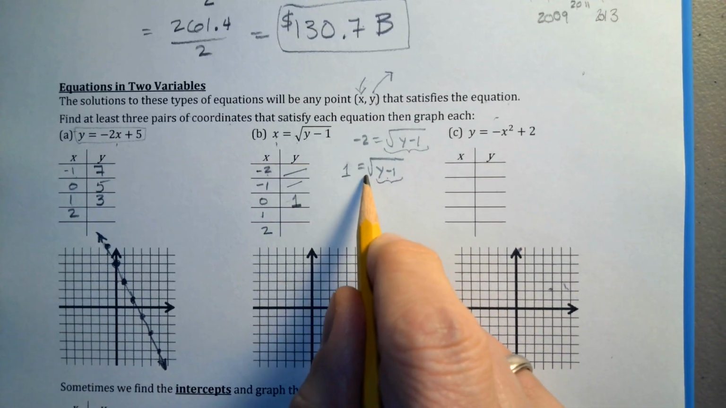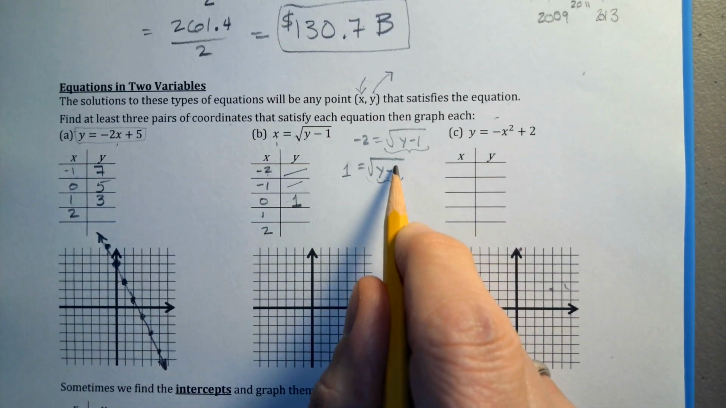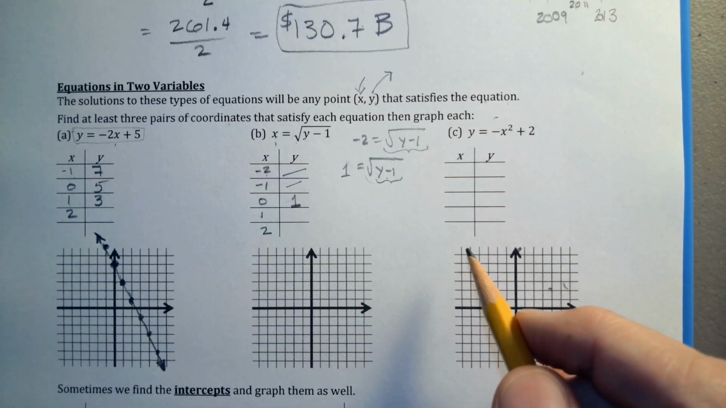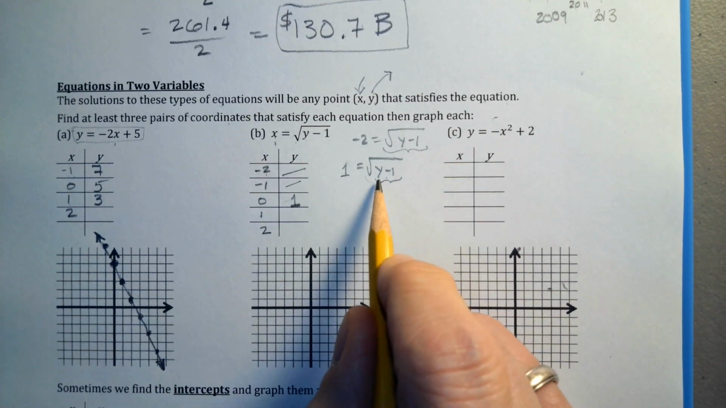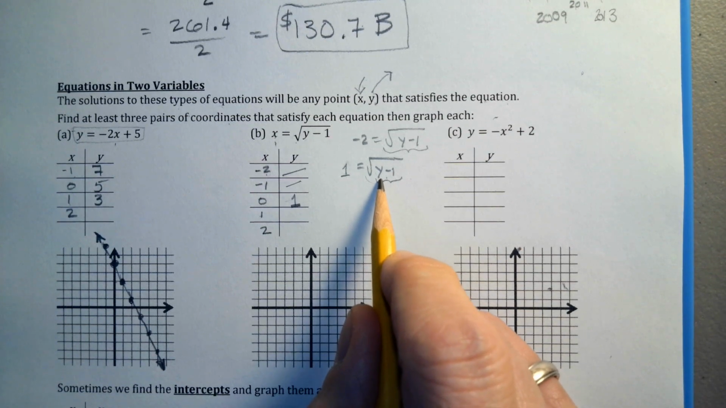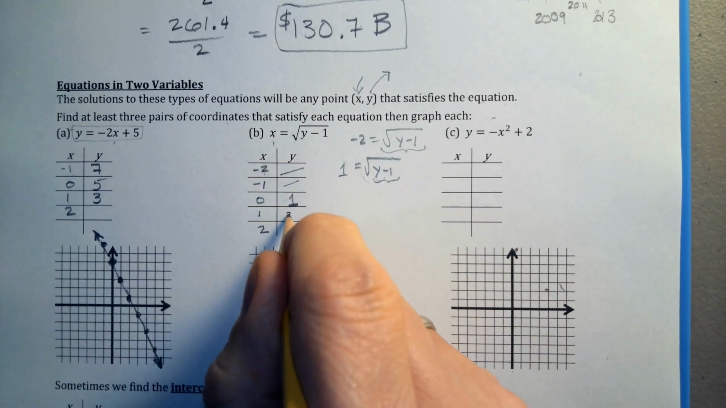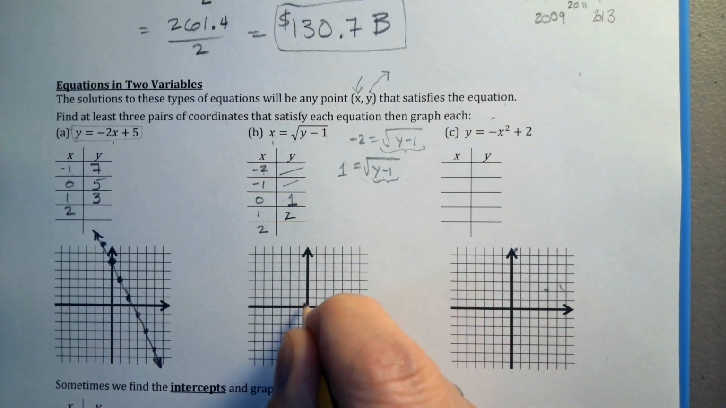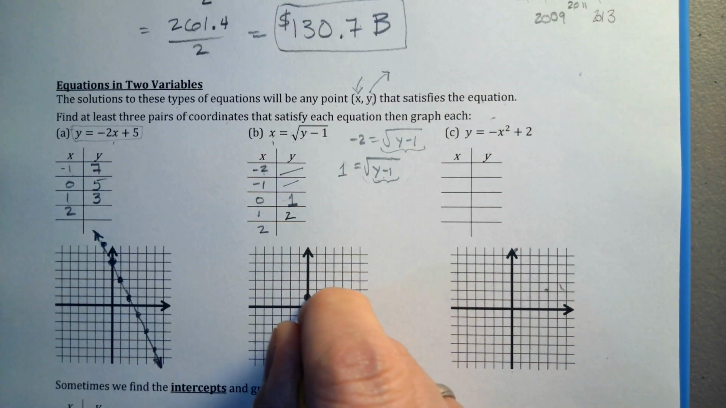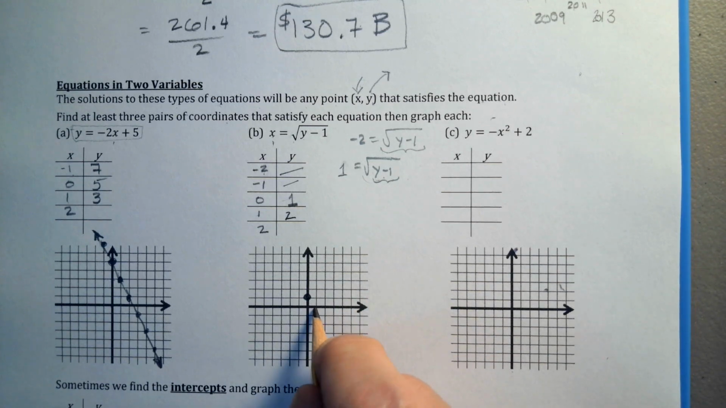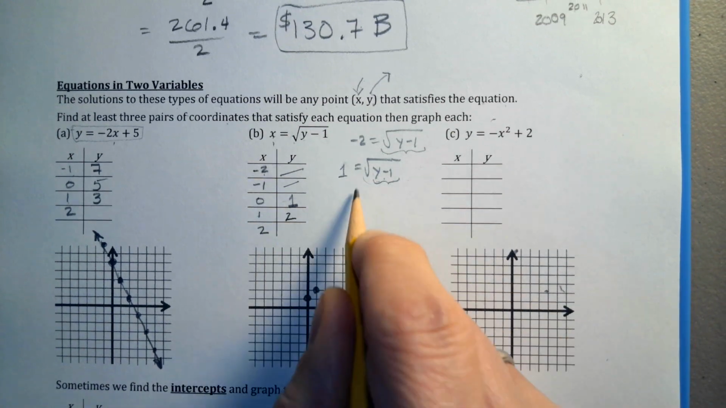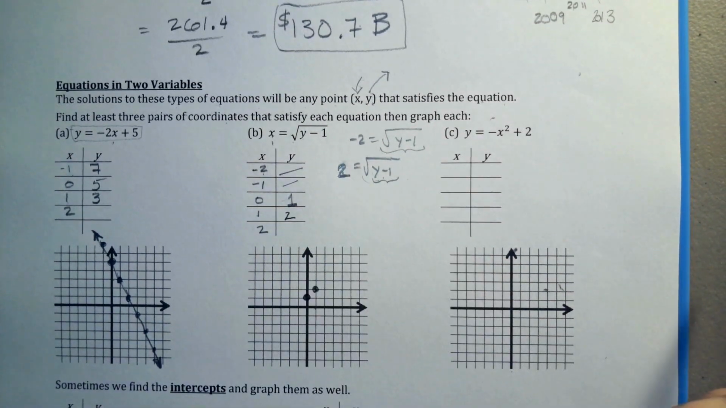That means this whole thing would have to be equal to 1. That means the stuff in here would have to be equal to 1. And so that means that y would have to be 2. And let's plot these points too. So 0, 1, we're here. And then at 1, we're at 2. And then at 2, we haven't done that one yet. So now let's say it's 2.